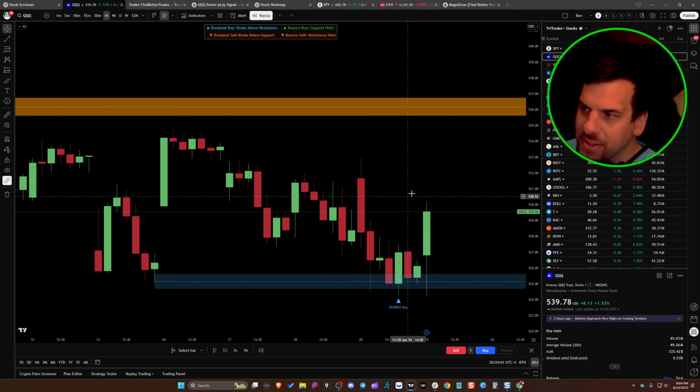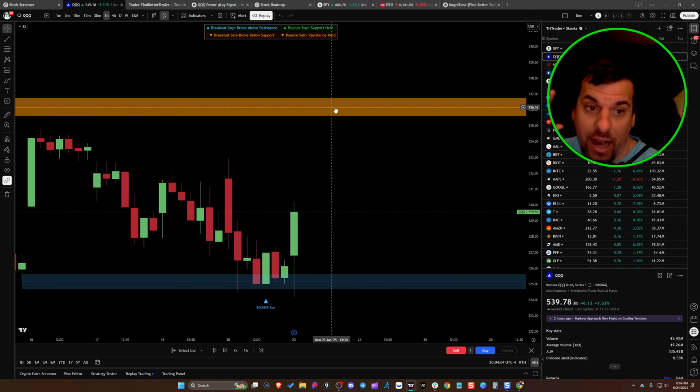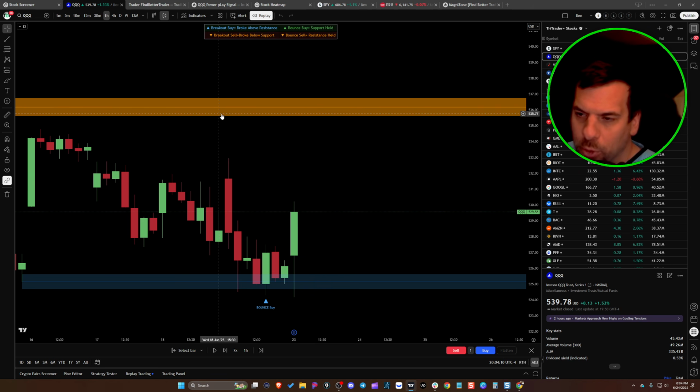So let me go back to this. You see this color right here? That means that orange means that it's resistance. And so I really picked orange just because some folks have white charts, some folks have black. I like the black charts just because I think it just looks nicer. But everybody has their own preference.